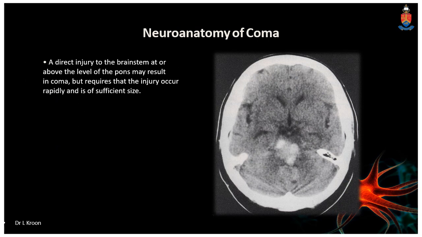So looking at the neuroanatomy of coma, a direct injury to the brainstem at or above the level of the pons might result in coma, but this requires that the injury occur rapidly and is of sufficient size, such as this hemorrhage that we can see here in the brainstem, which occurred rapidly. A slow-growing lesion near the brainstem may not result in coma.